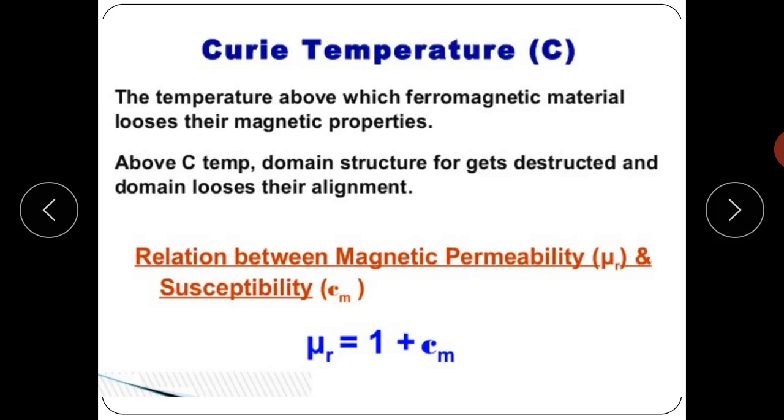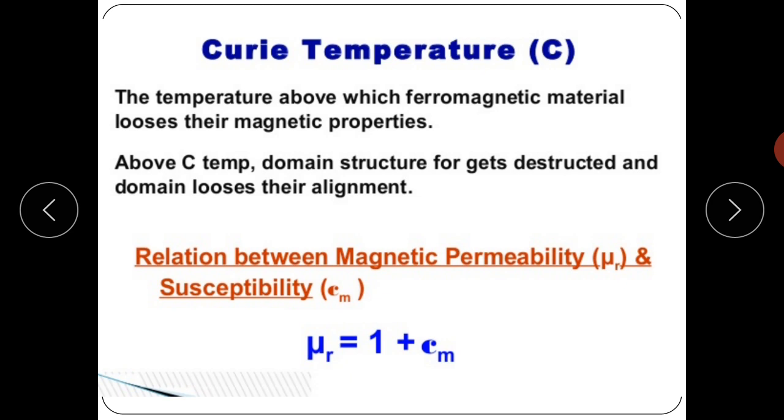Next topic is Curie temperature. At the Curie temperature, iron ceases to be ferromagnetic and becomes paramagnetic. Above the Curie temperature, the domain structure of the magnetic material gets destroyed, and domains lose their alignment. They arrange in a random fashion. Thus, the magnetic material loses ferromagnetic properties and becomes a paramagnetic material.